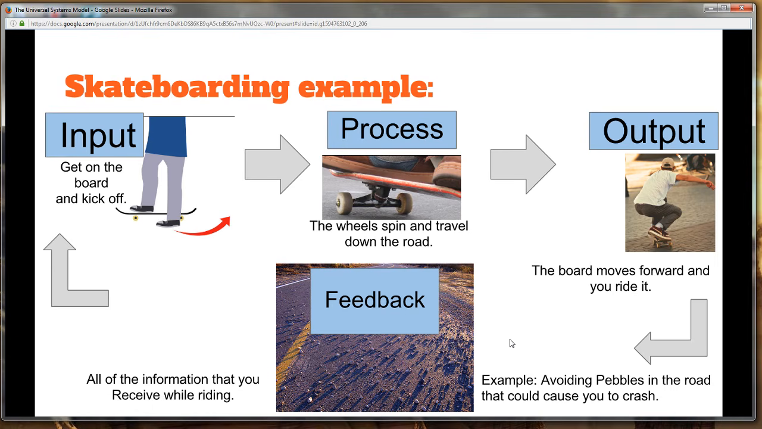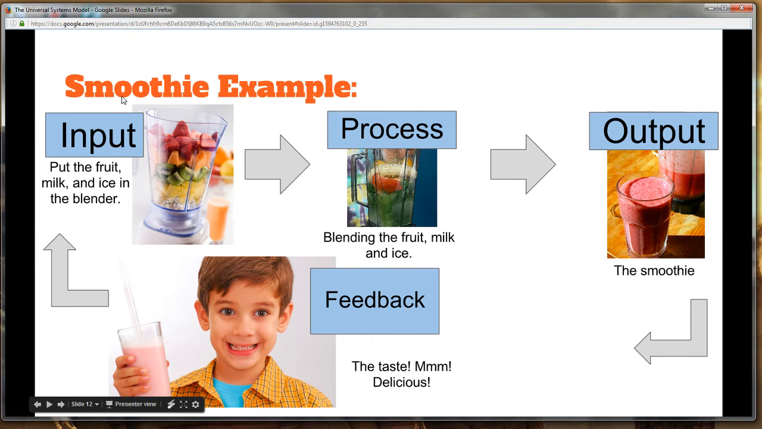Look at another example. In this example, we're going to look at the process of making a smoothie. You get your input, which is you put the fruit, milk, and ice in the blender, your process, which is blending the fruit, milk, and ice, and then your output, which is the smoothie. And then your feedback would be the taste of the smoothie, and hopefully it's delicious.